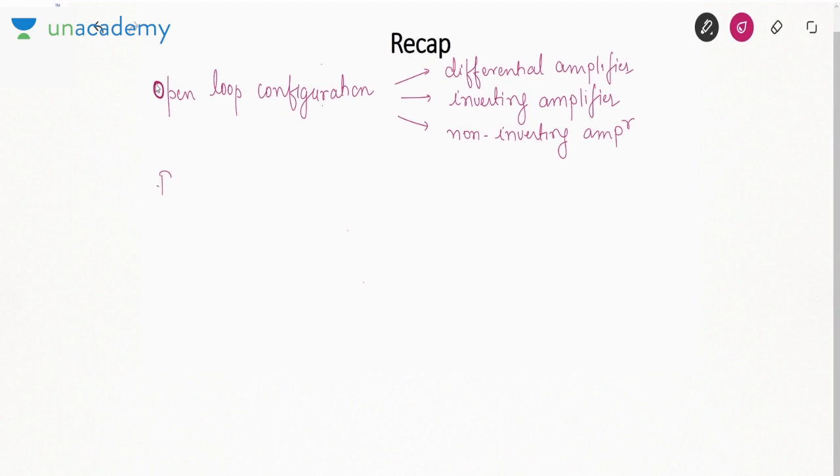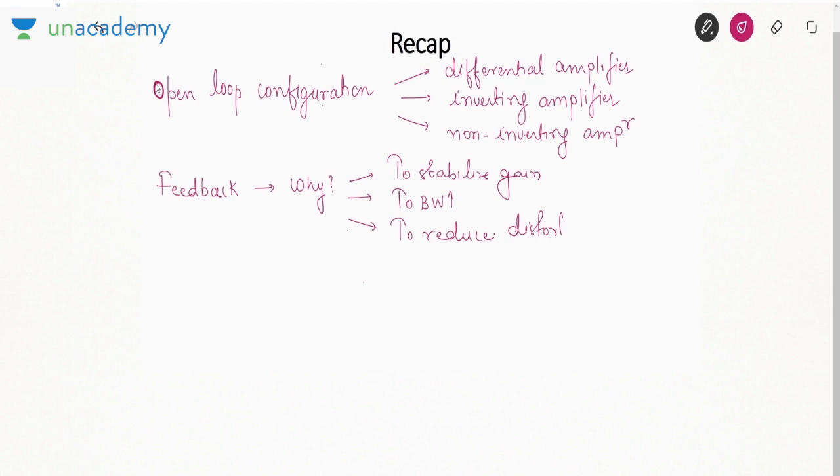Then I told you about the concept of feedback, and why we apply feedback. It is to stabilize gain, to increase bandwidth, to reduce distortion, and to reduce environmental effects. That was the main purpose of using feedback.